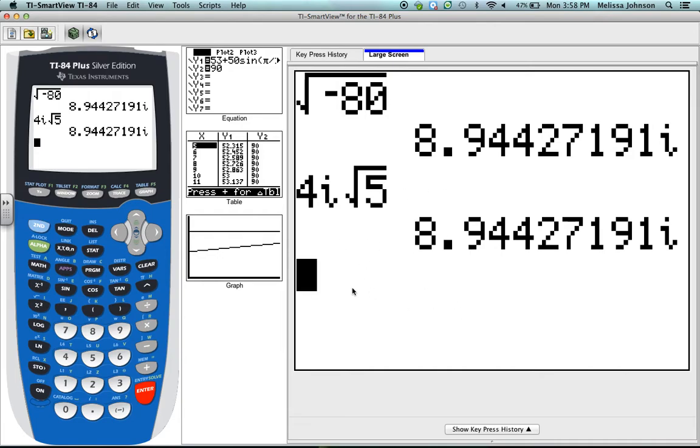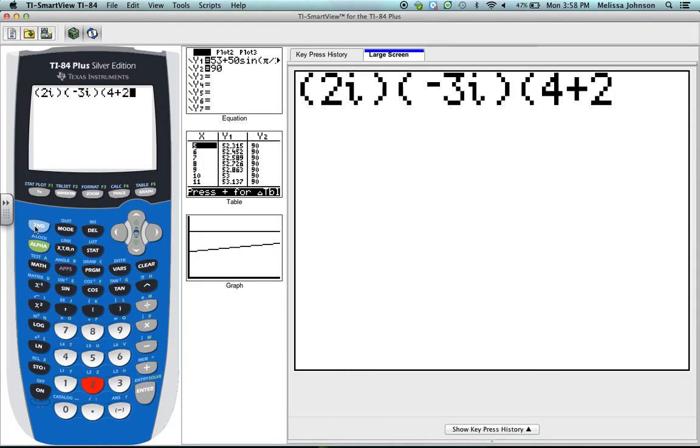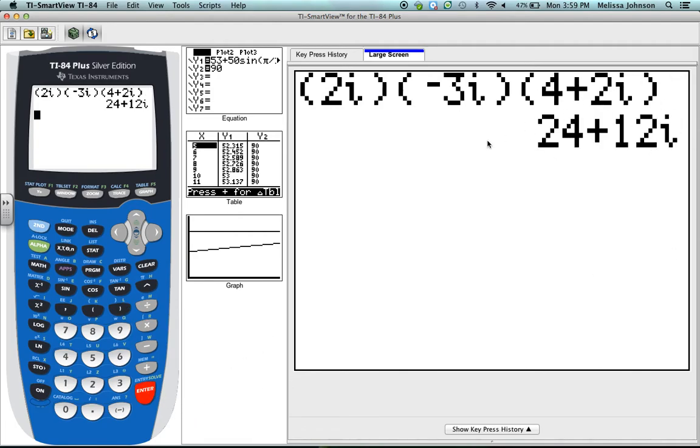Now this is great, not as cool as the next portion. So I'm going to clear this out. Good way to check your answers. For the next two, we're going to type in the exact problem. 2 second decimal point to give me the i, negative 3 second decimal point, and then 4 plus 2 second decimal point. Again, the second decimal point is going to give you the i's. This problem looks identical to what you're seeing on your paper, and when you hit enter, it actually pops out the answer in the same order that we wrote our final answer in.